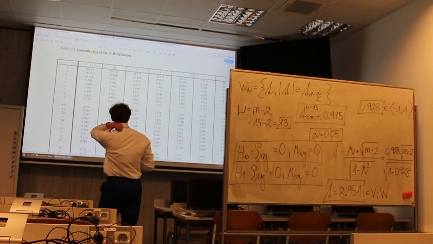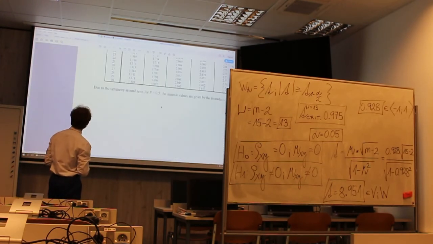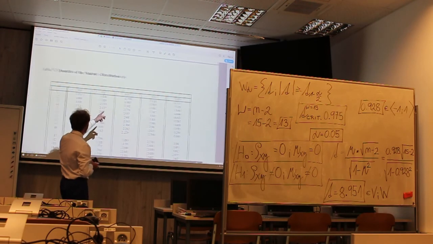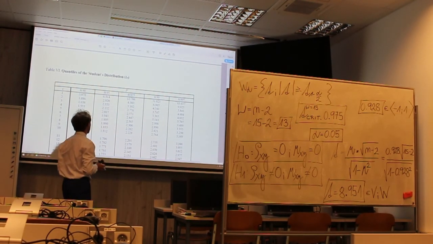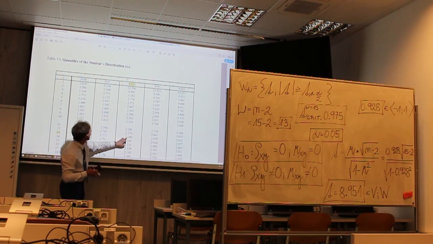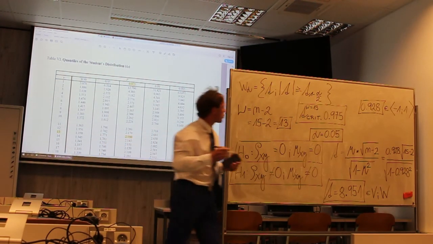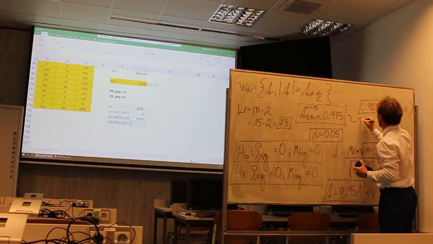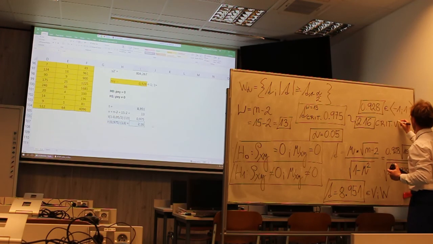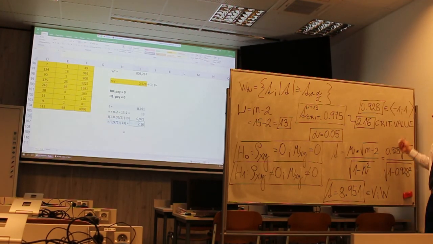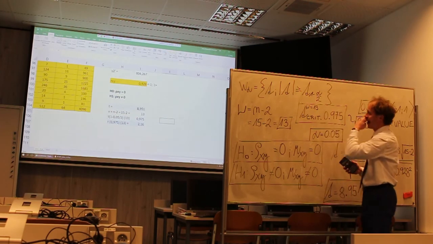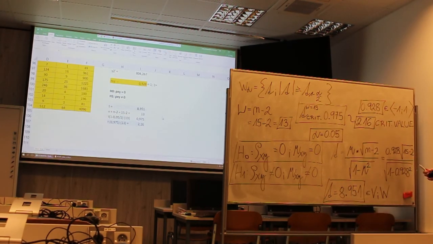Yes, so we will check our statistical tables. We will find the quantiles of the student's distribution t p, for p equal to 0.975, so the column in the middle, and 13 degrees of freedom. So the critical value will be 2.16. If you check the rejection region, if the absolute value of your t-statistic is higher than this critical value, the null hypothesis is rejected.